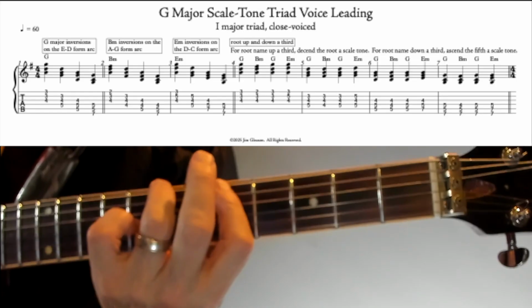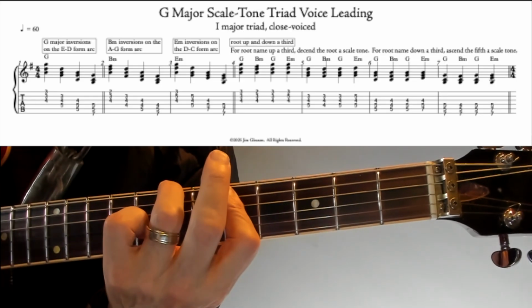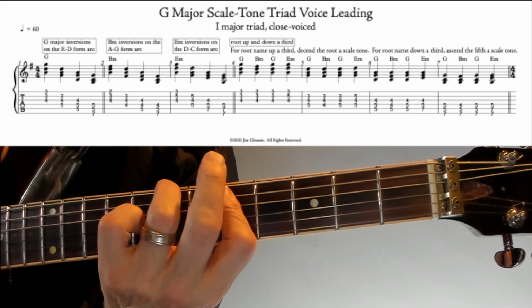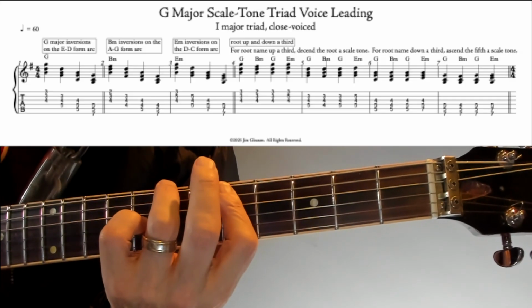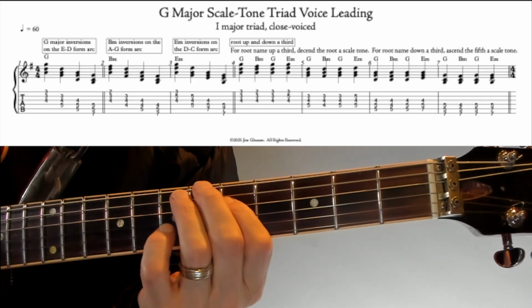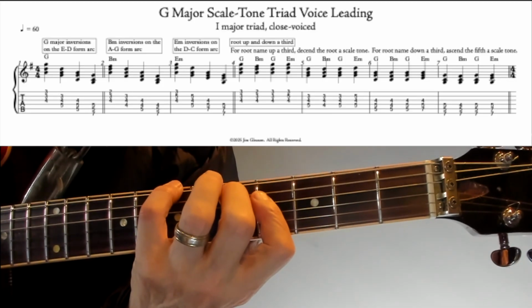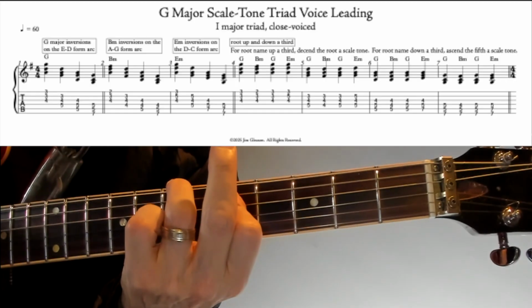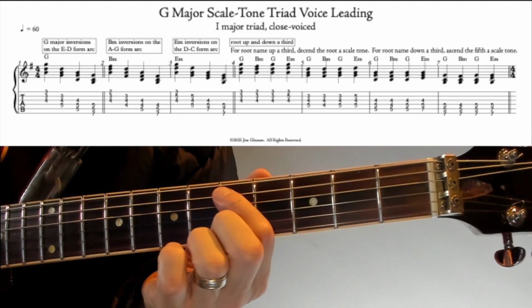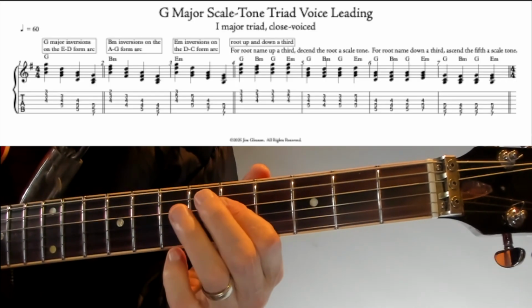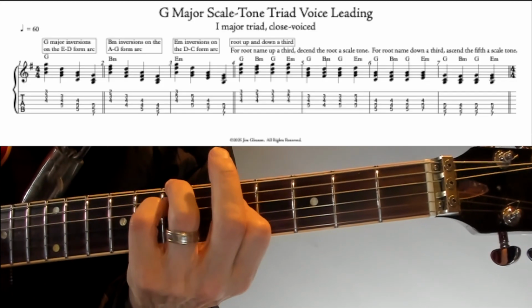And then on strings 6, 5, 4, this is the G with 3rd, 5th, root, and to go to B minor, I have to lower the root 1 scale tone. Back to G, you go to E minor, you have to raise the 5th. This is 3rd, 5th, root. You have to raise the 5th a scale tone.